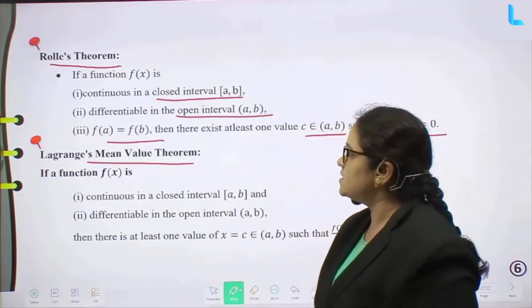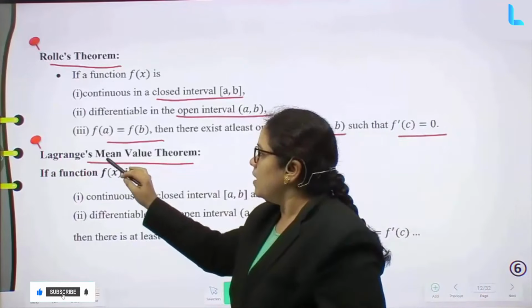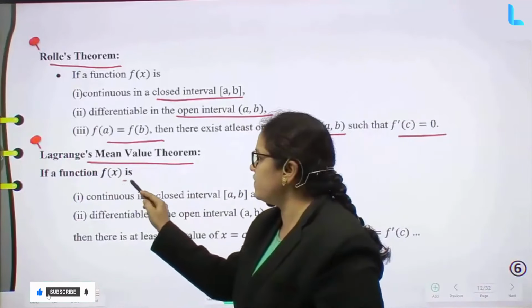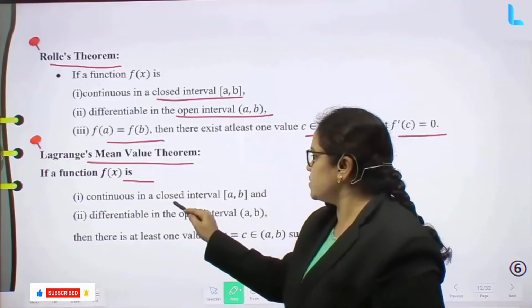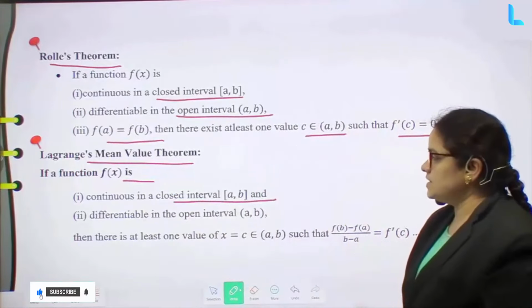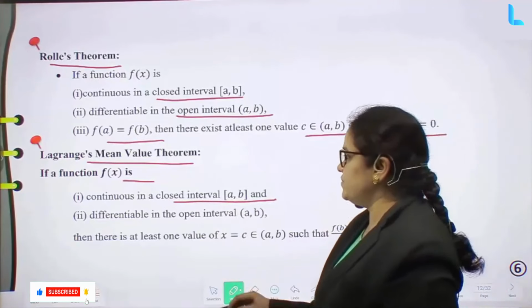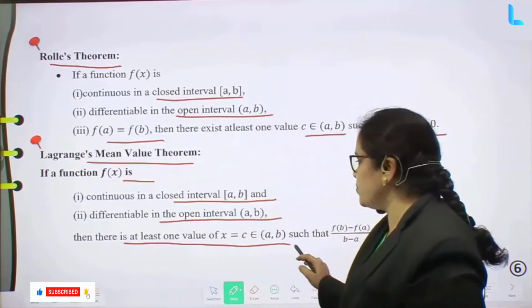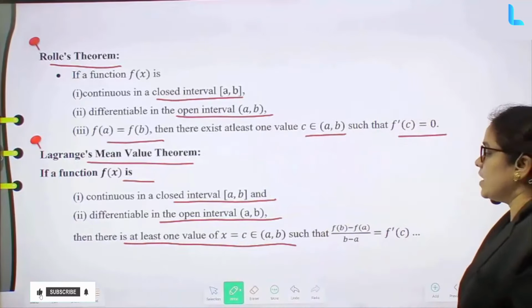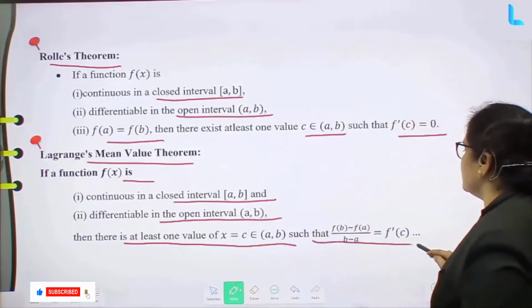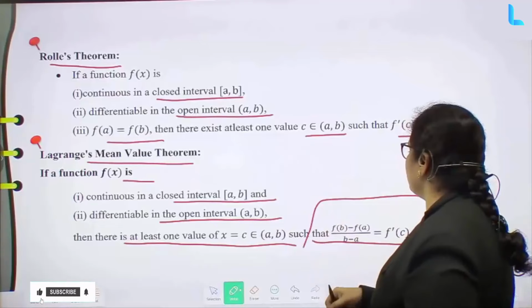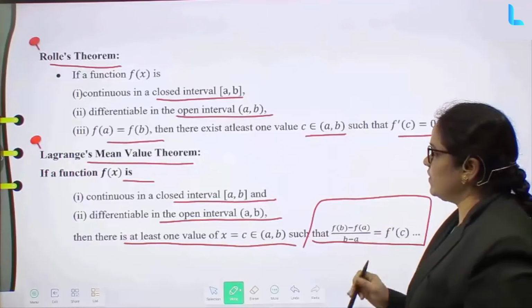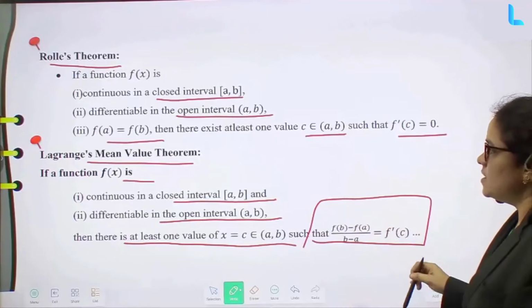Next theorem is Lagrange's mean value theorem. If a function f(x) is, first, continuous in the closed interval [a, b] and, second, differentiable in the open interval (a, b), then there exists at least one value of x equal to c belonging to the open interval (a, b) such that f(b) minus f(a) by b minus a equals f dash of c. So this is Lagrange's mean value theorem.